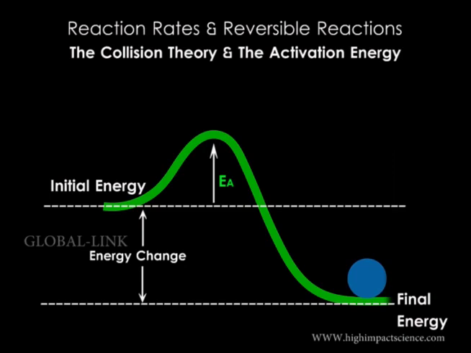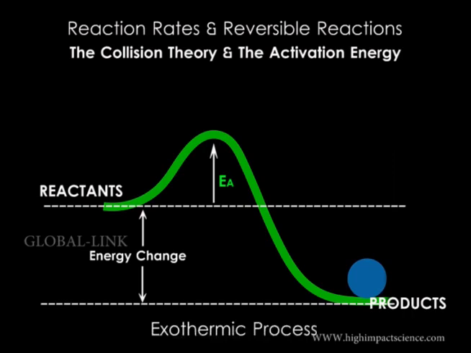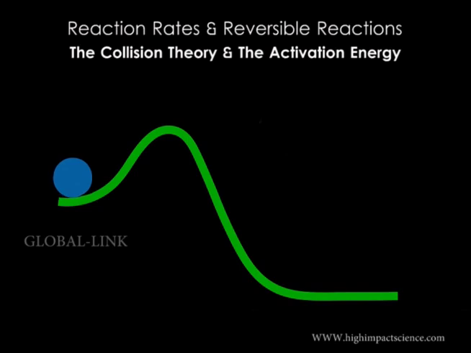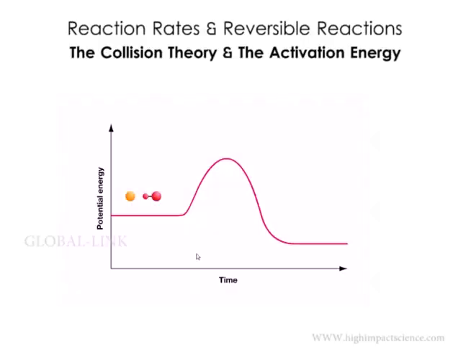In terms of chemical reactions, the reactants are here and the products on the other side, and this is an exothermic process. An endothermic process will look like this. If we don't have enough activation energy, the ball is not going to get over the hill. And that is exactly what happens during chemical reactions.